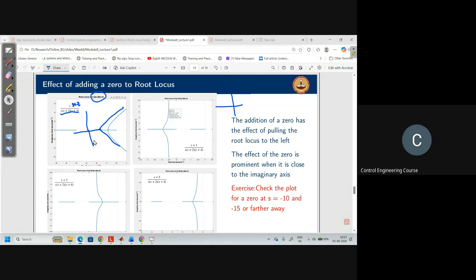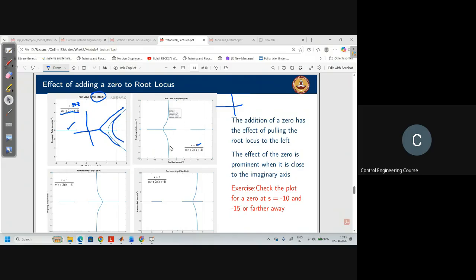So that means by adding a zero, you are pulling the root locus to the left of the imaginary axis, and sometimes it is making the system stable. That means your transients are improving. So here we have plotted for different values of zeros. This is without zero. This plot is without zero. Now here they have added one zero at s equal to minus one. So the root locus is now turned from here into like this.